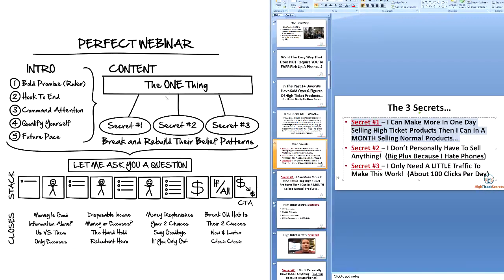No, all it's doing is strengthening the one thing. It's showing them how they can make high ticket sales without picking up a phone. So secret number one is that you can make more in one day selling high ticket sales than an entire month selling normal products. Secret number two for me is that I personally don't have to sell anything, which is a big plus because I hate the phones.